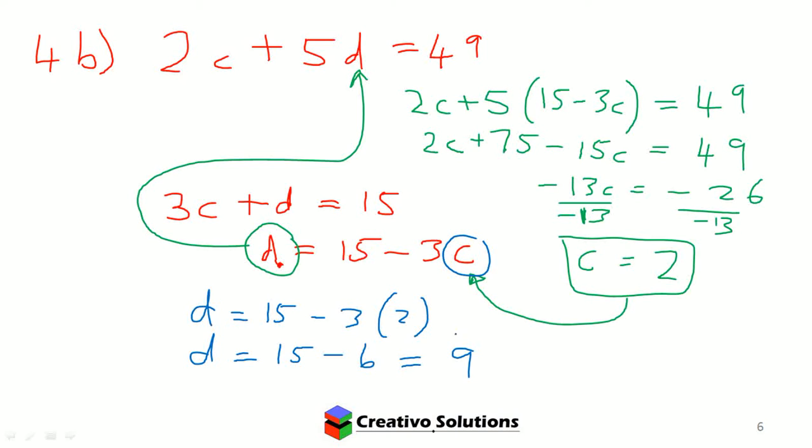So if I had to substitute 9 into the actual original equation, into either one of them, let me use this one. 5 times 9 is 45. And c is 2. So 2 times 2 is 4. 45 plus 4 does give you 49. So you can see that that statement holds true.